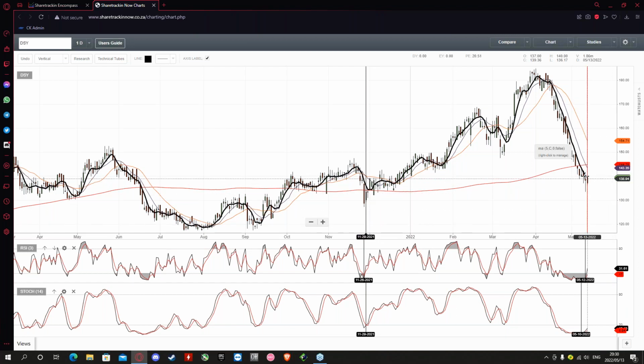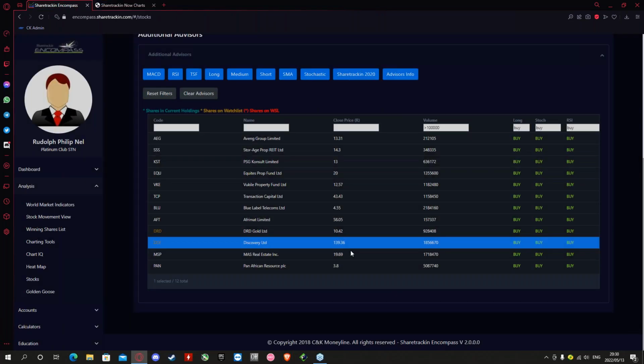You've got your 5-day moving average over here crossing through your price, so you can always look at your 5-day moving average also. If you want to do a short trade, then that 5-day moving average in this case would have been a crossover for a buying indication. You've got a buying indication down here on RSI and a buying indication down here on stochastic. So we've got 3 buying indications, which means that we can go and buy DSY. So Discovery, triple buy indication, was a true buying indication.